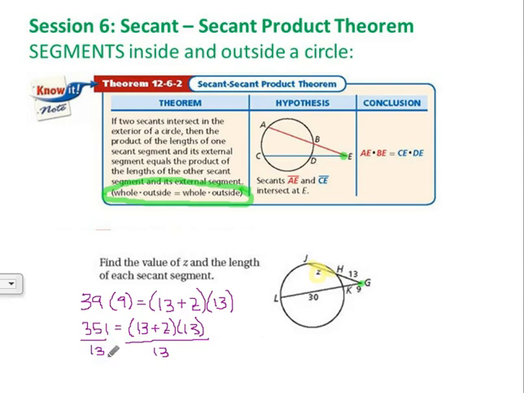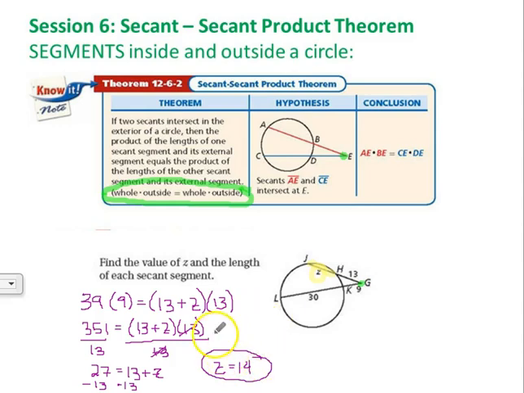351 divided by 13 gives me 27 equals 13 plus z. And that 13 is gone, right? That's canceled out. So now we're almost done. I just need to subtract 13 from both sides. And what do I get? 27 minus 13 is 14. So z is going to be equal to 14.